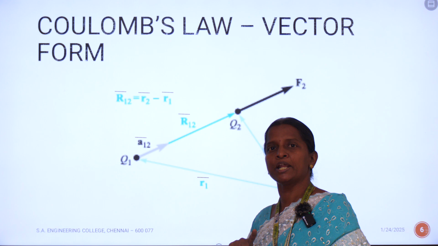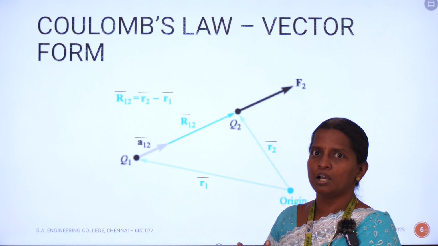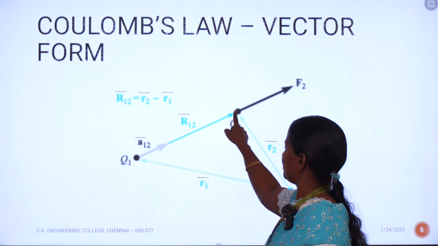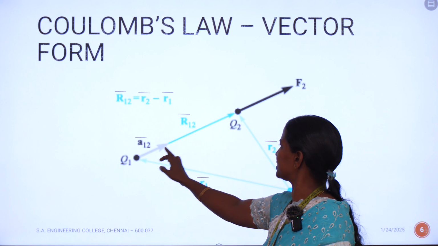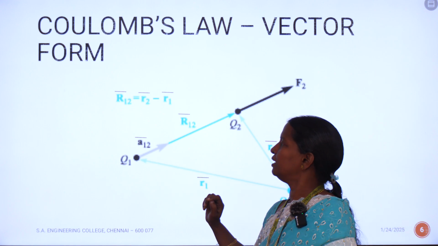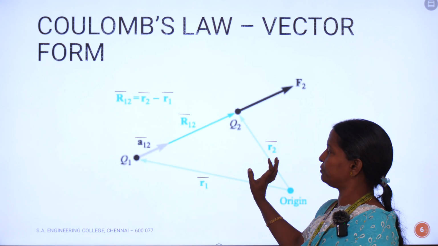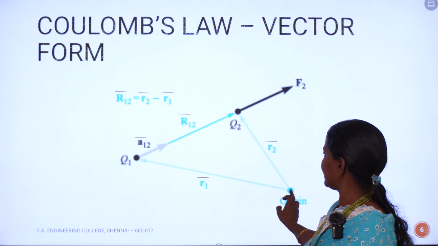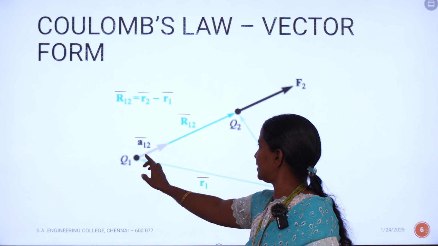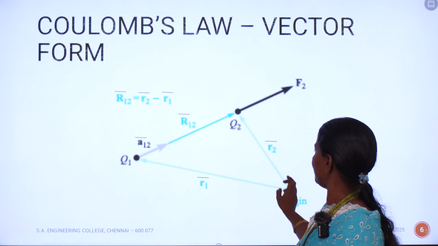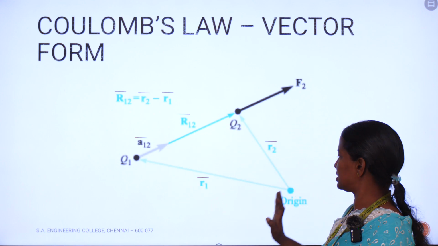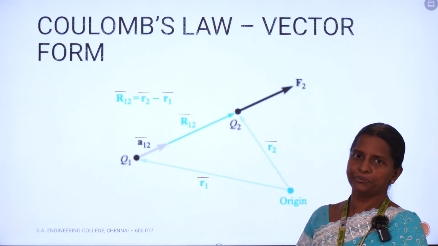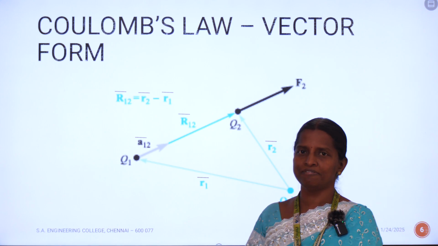If we change the arrowhead, we cannot apply the triangular law. We can apply it, but we will get the wrong results. So the arrowhead is important. Now it forms a triangle, and from this triangle we can use the triangular law of addition. What is the triangular law of addition? If one vector originates here and another vector originates here, then the resultant vector is in the opposite direction. So obviously, R1 plus R12 is equal to R2.